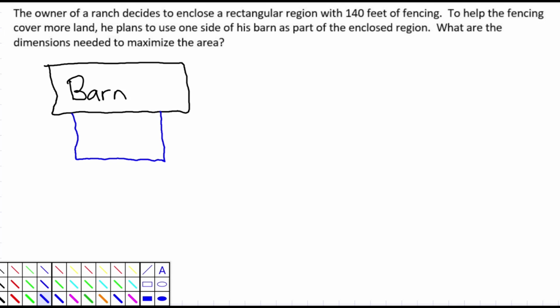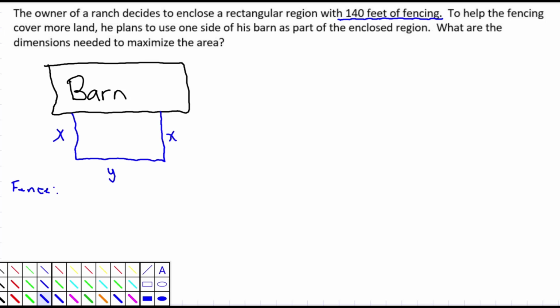Now, I would start defining some things. I would start labeling. I'm going to call this side X, and I'm going to call this side X because I know it's a rectangle, so I know the opposite sides have to be the same. And I'll let this one be Y. And then in this problem, they told us that we had 140 feet of fencing. So all that blue part right there is going to be fencing. So I'm just going to make a little note. So we have some fencing.